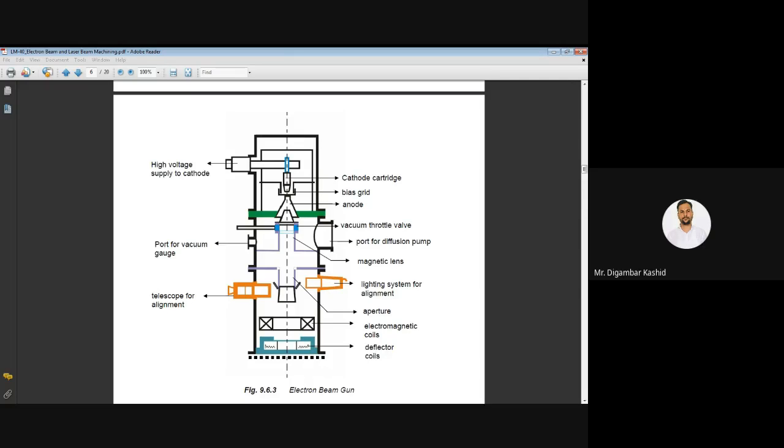Welding, other than that, like this, our laser beam cutting is there. If anybody has any doubt, please ask me so that we can discuss that also.